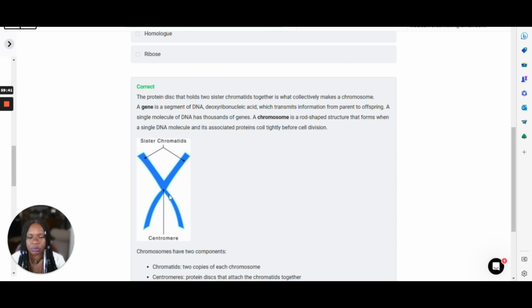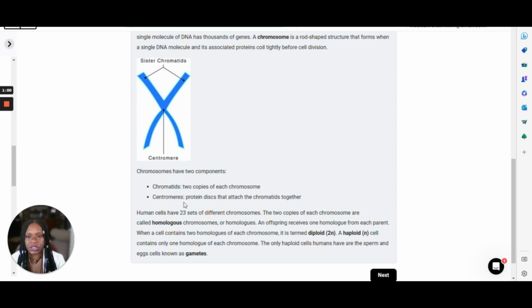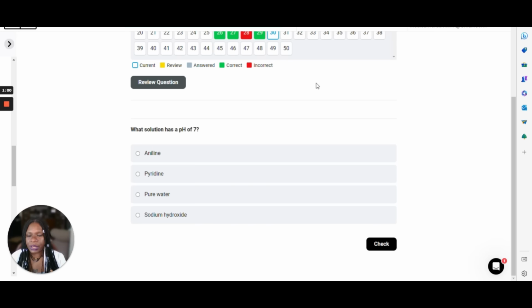There it is. The centromere is going to be in the center of the chromosome that divides the two chromatids. You got one half on top, the other half on the bottom. So the protein-like disc that's going to hold the two sister chromatids together is what collectively makes a chromosome, right? And it's going to have two components. You're going to have the chromatids, which are two copies of each chromosome. And then you're going to have the centromere, which is the protein disc that attaches the two chromatids together, okay?